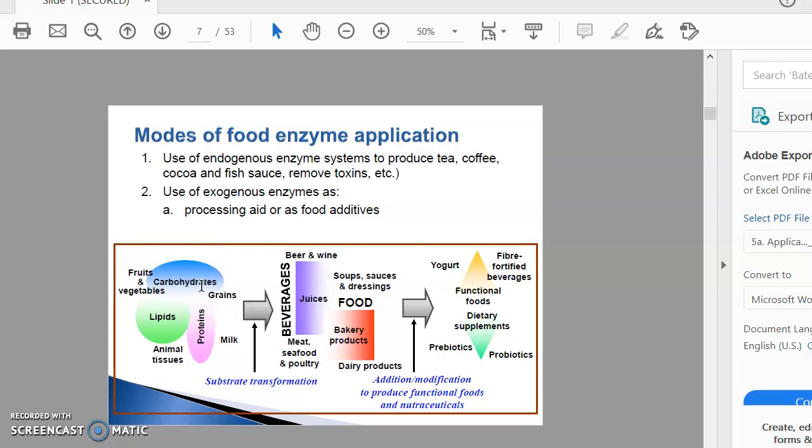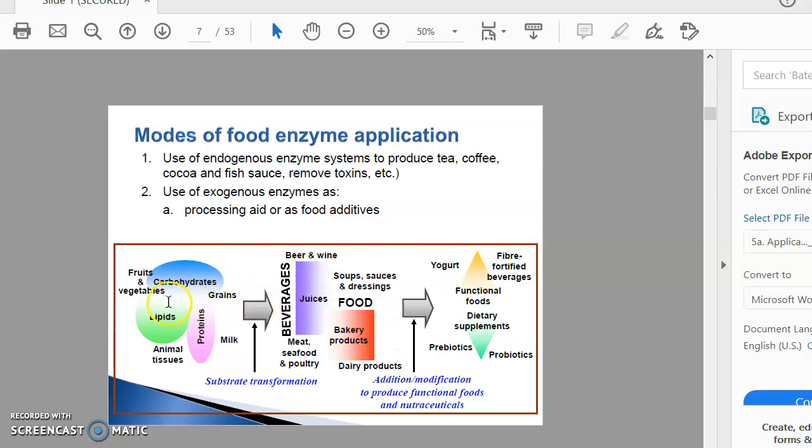There are several modes of food enzyme application. For example, you can use the endogenous enzymes that are already present in the food product itself. For example, tea and coffee utilize PPO, polyphenol oxidase, to give them the flavor and also the coloring, which is the brown color. Sometimes you can also use exogenous enzyme, which is the enzyme that we add into the product to get the product that we desire. For example, we add rennet to the milk to get the cheese.